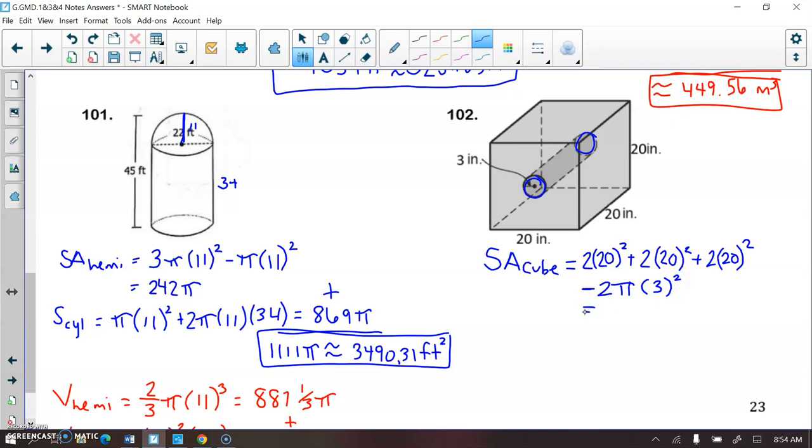So the surface area of the cube, if I do 2 times 20 squared, 3 times, that's a 2400, and then I would need to subtract 18 pi from that, and that's just the surface area of the cube. But then I can stick my hand through this and touch the lateral portion of this cylinder. So I'm going to do the lateral area of the cylinder to find the surface area of that cylinder.